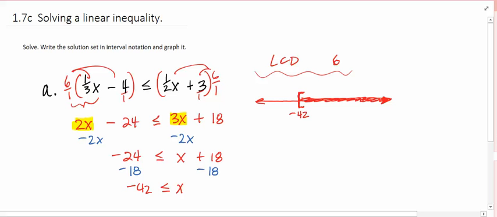Now for the interval notation, I use the same endpoint, negative 42, and then I use the same endpoint that I'm showing here, which is infinity. Of course we never can include infinity because we never actually get to it, so we leave that as a parenthesis. So there is my interval notation, there is my graph, and there's my solution.